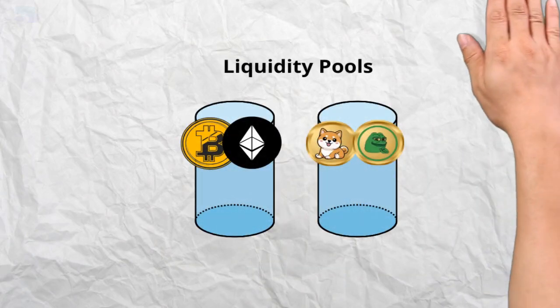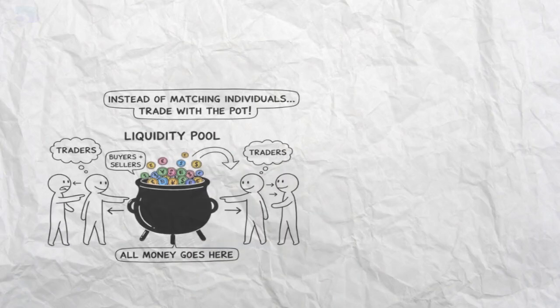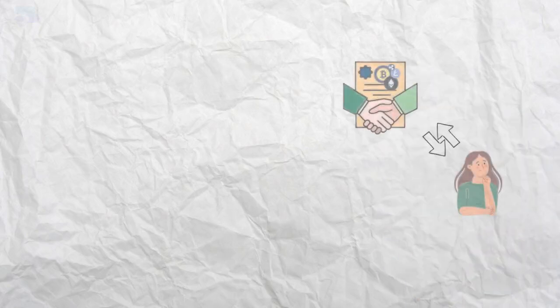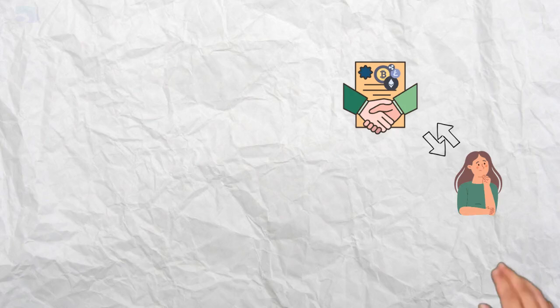So what exactly is a liquidity pool? Think of it like this. Instead of matching individual buyers and sellers, imagine throwing all the money into a big pot. Anyone who wants to trade can simply trade with the pot itself. More technically, a liquidity pool is a smart contract containing locked tokens that traders can trade against.